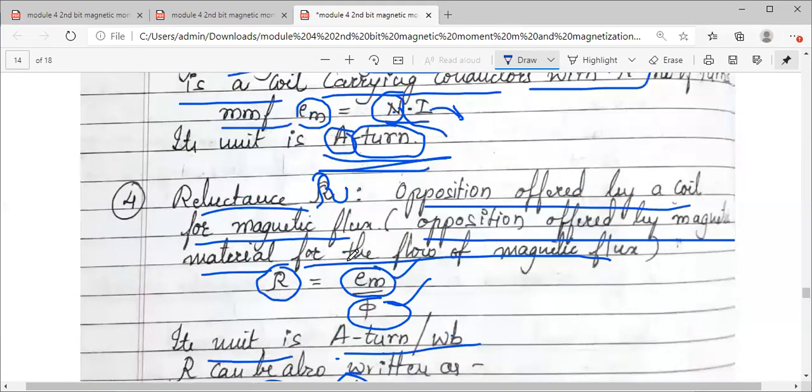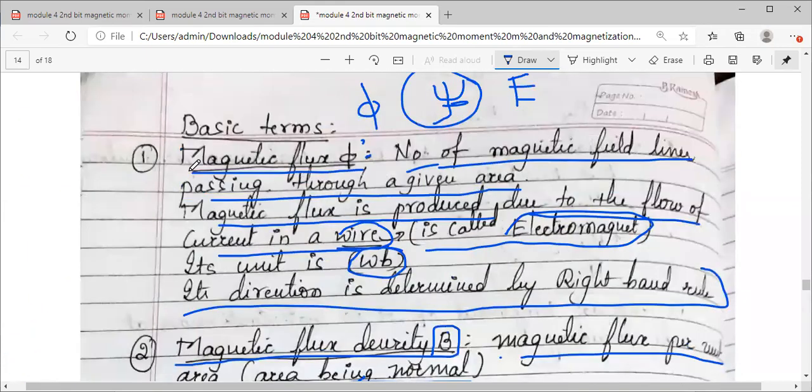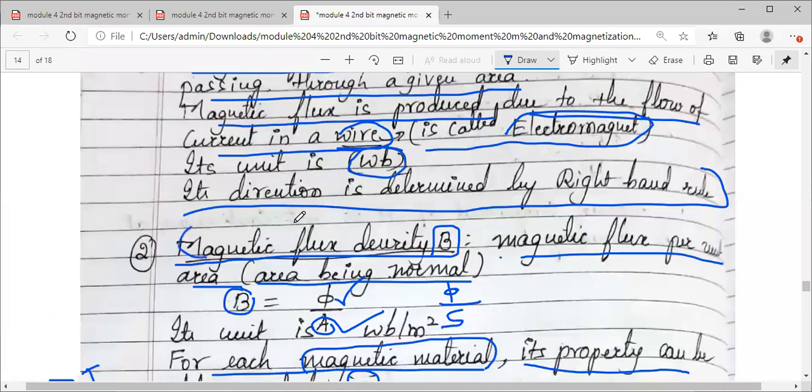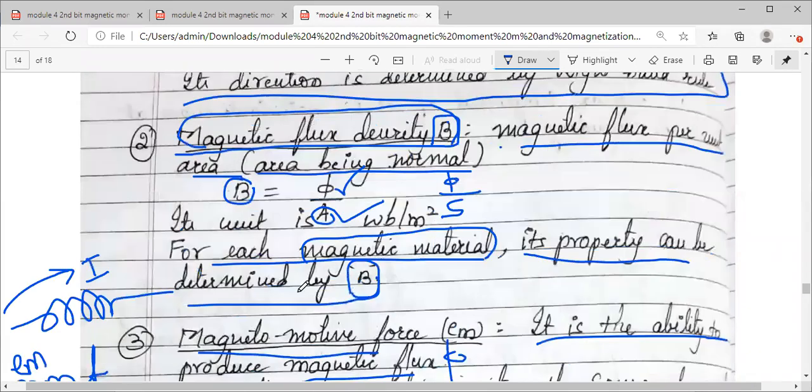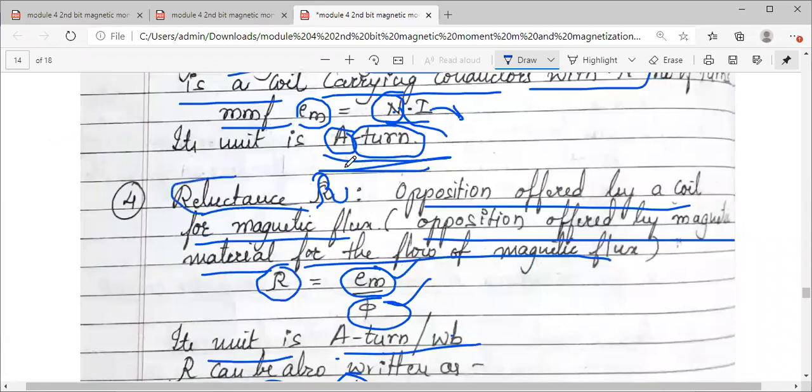So I think four basic terms I've listed here. First one is magnetic flux, phi. Second one, magnetic flux density, capital B. Third, MMF, magnetomotive force. And fourth one, reluctance. So these four basic terms I have listed here.